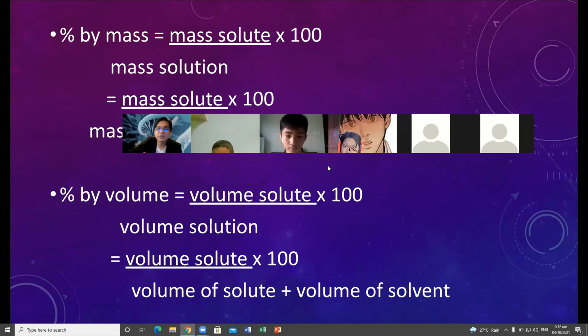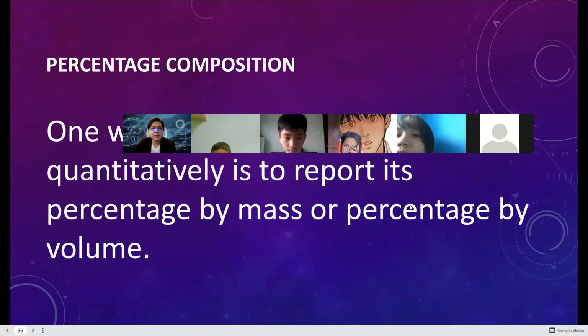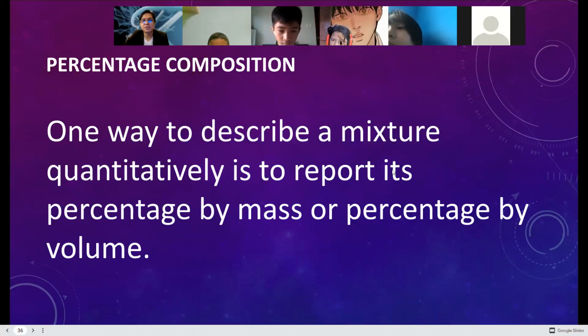Again, we can describe a particular solution through percentage composition. This is in a quantitative way. The saturation terms are in the qualitative way, but this is the quantitative way. Take note because this will come out in the exam. I am sure I will let you compare how we can describe a solution in a quantitative way and in a qualitative way. I'm pretty sure it will come out in the exam.